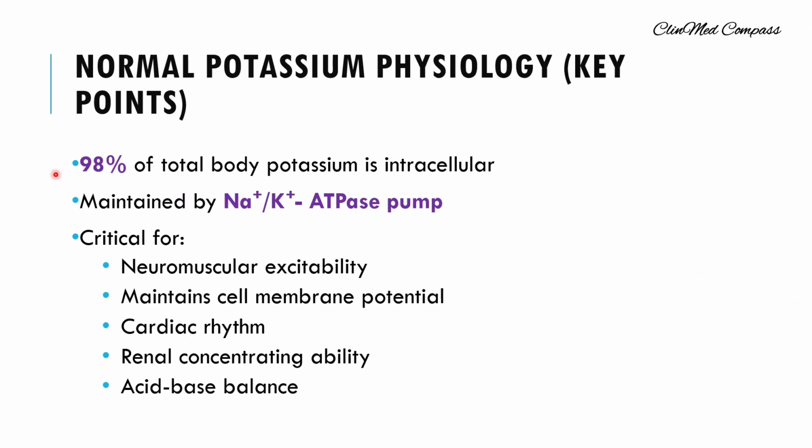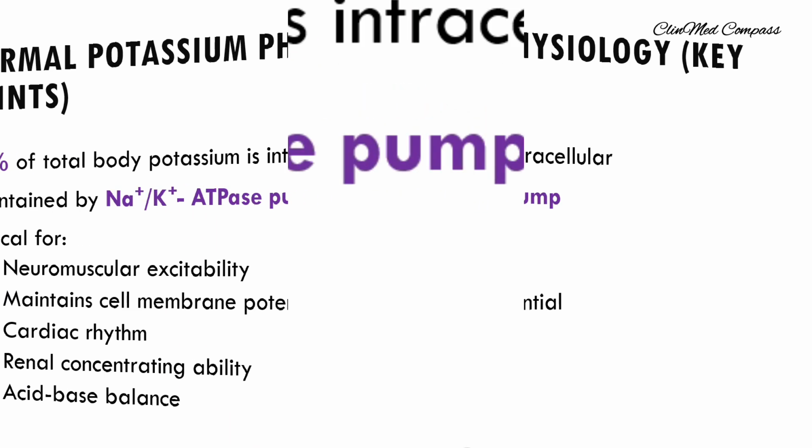As a way of recap, 98% of the total body's potassium is intracellular. This is maintained by the sodium-potassium ATP pump. Potassium is vital for neuromuscular excitability, cardiac rhythm, maintaining cell membrane potential, acid-base balance, and the renal concentrating ability.